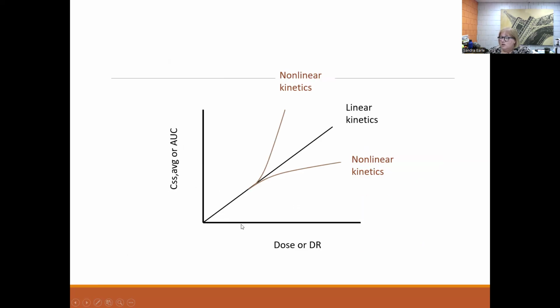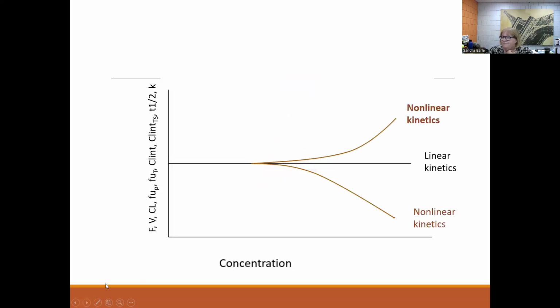Normally, as your dose or dose rate increases, your CSS average or area under the curve will increase proportionally. So you go along this middle line because this is linear kinetics. If you see that as your dose increases or dose rate increases, it's proportional for a bit and then it starts to flatten out, that's because there's nonlinear kinetics, either in the bioavailability or clearance of the drug. Same thing here. You could actually have the CSS average or area under the curve increase more than proportionally. So these are both nonlinear situations.